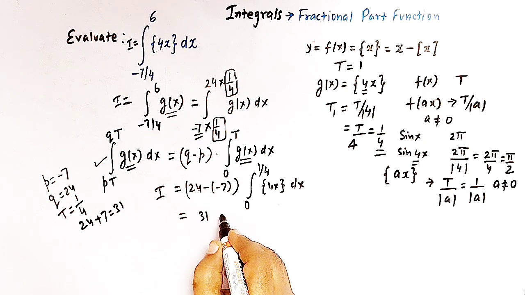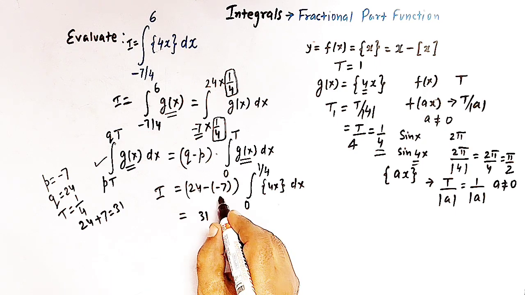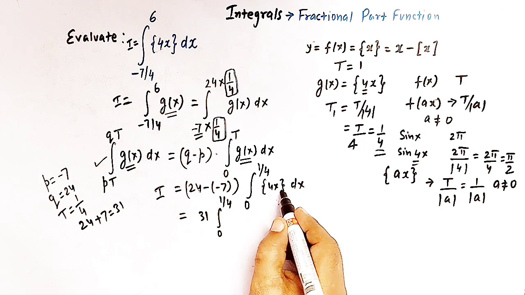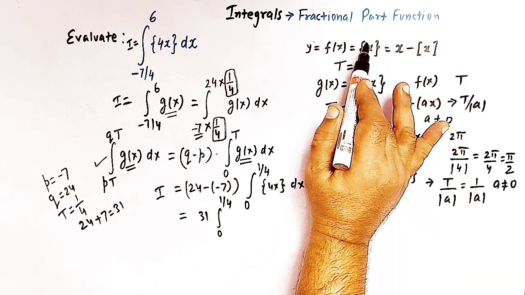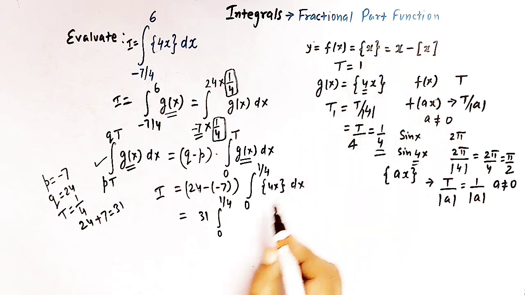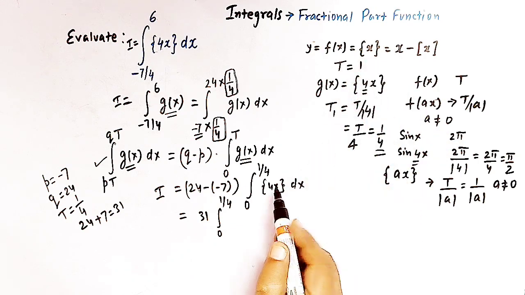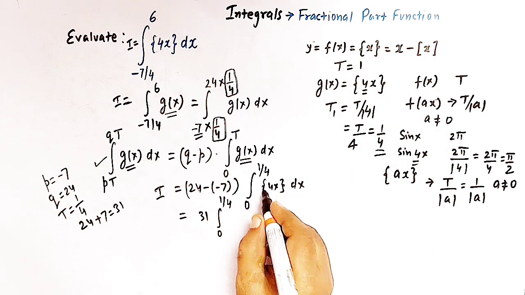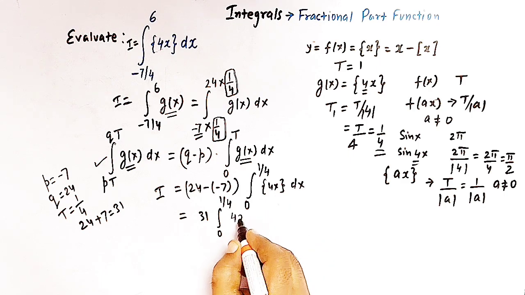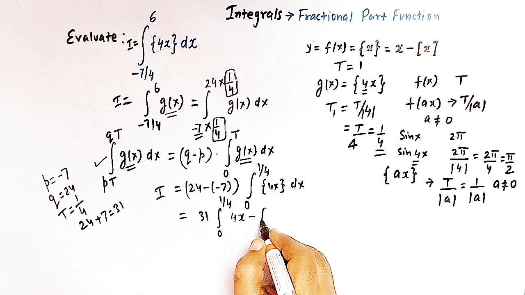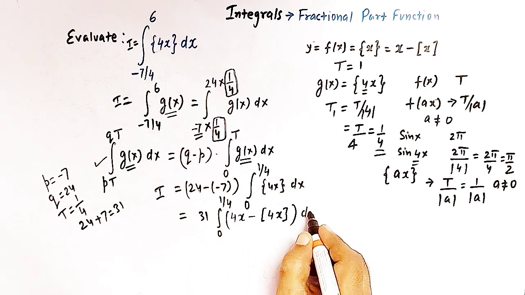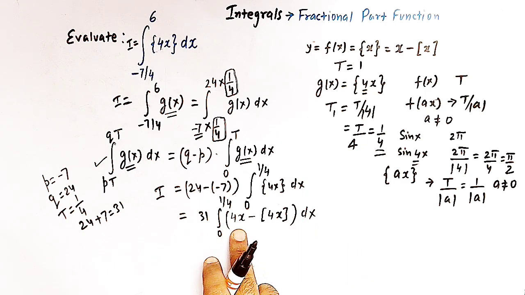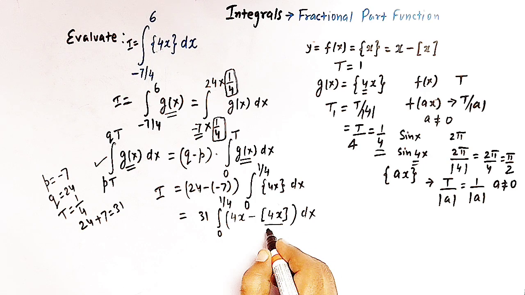So here we have 31 times the integral from 0 to 1 by 4, and the fractional part of 4x can be expressed using the definition of fractional part. So here for x we can write 4x. So fractional part of 4x is now equal to 4x minus greatest integer of 4x, right? So now we have to evaluate this integral, and let us first concentrate on this term.